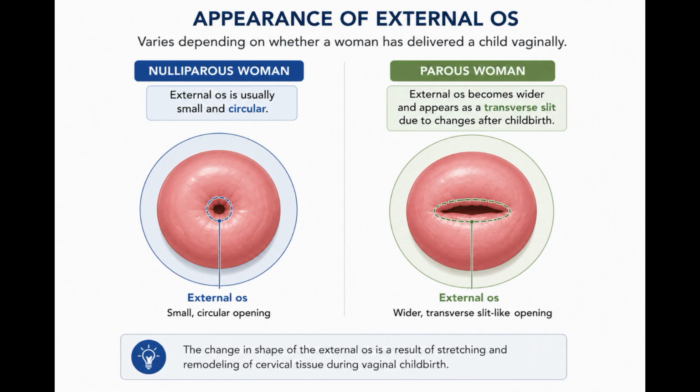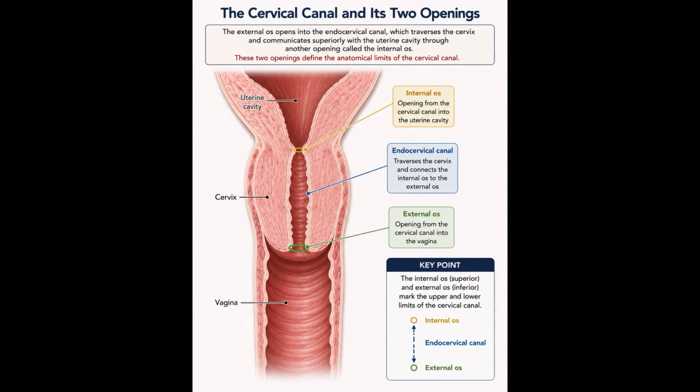following childbirth. The external os opens into the endocervical canal, which traverses the cervix and communicates superiorly with the uterine cavity through another opening called the internal os. These two openings define the anatomical limits of the cervical canal.